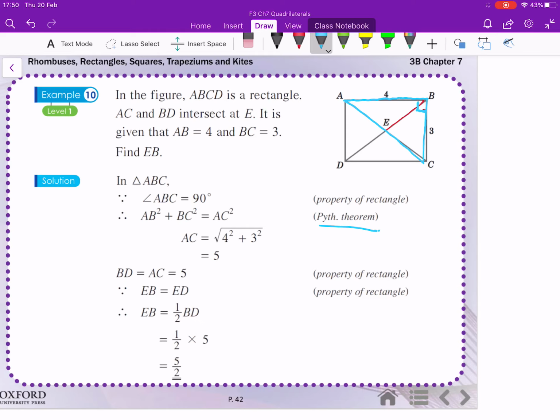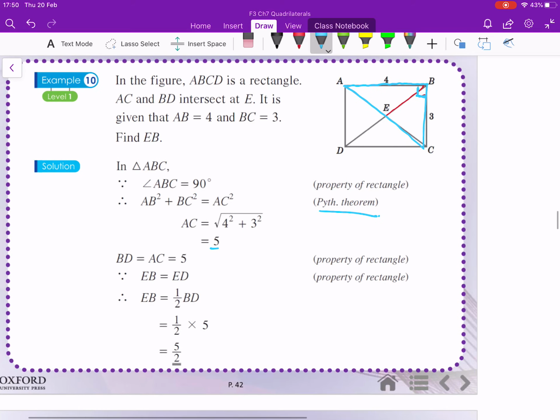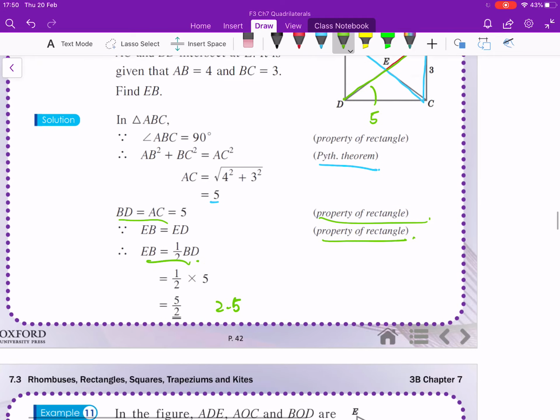So you can see that AC, the whole diagonal here, is 5. And then by property of rectangle, the two diagonals have equal length. So another diagonal, this one, BD equals AC equals 5 again. Just like this one. And then once again, BE is half of the diagonal. So half of the diagonal, this is from the property of rectangle. So divide by 2, you can see that EB equals 5 over 2 or 2.5. No units for any length in this question, so no need to give it a unit.